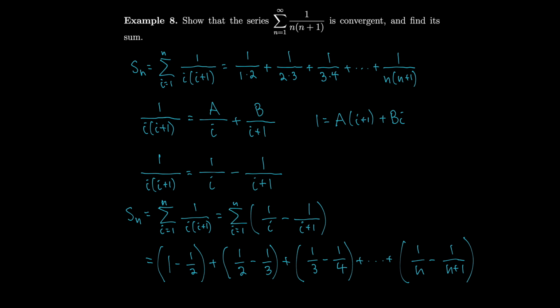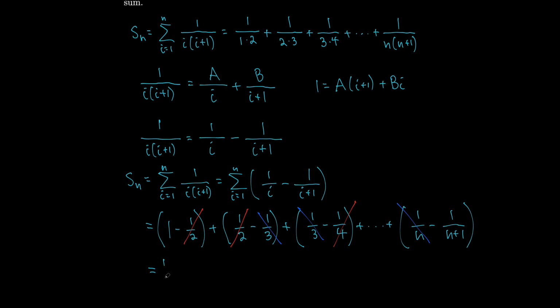So notice if I look at the halves, minus 1 half cancels with plus 1 half. And if I look at the thirds, minus 1 third cancels with 1 third. And I can keep going like this. The minus 1 fourth will cancel with the 1 fourth that's not over here. The 1 over n will cancel with the minus 1 over n that I didn't write. So it looks like the only terms left will be the 1 at the beginning and the minus 1 over n plus 1 at the end. So our Sn equals 1 minus 1 over n plus 1.